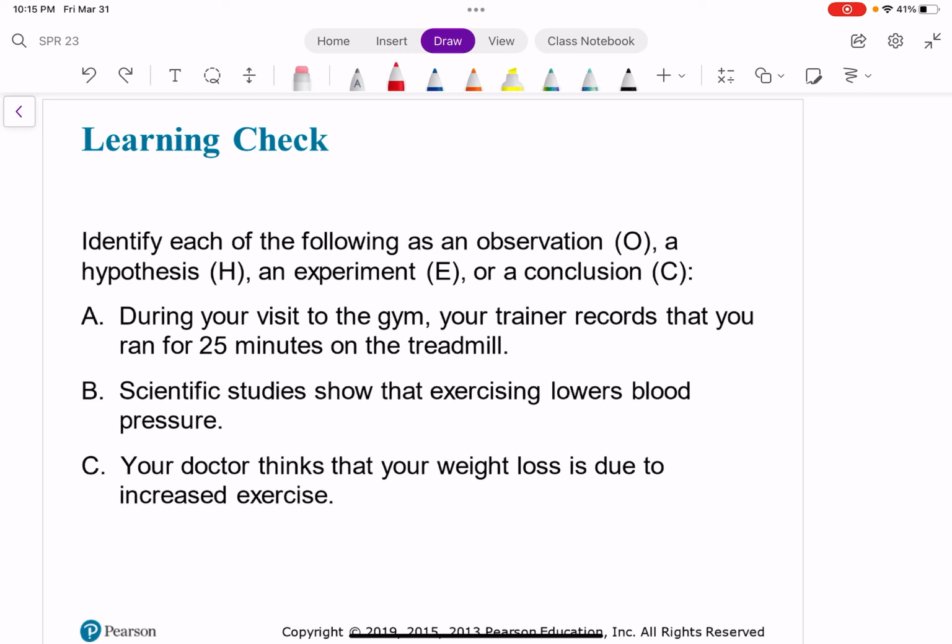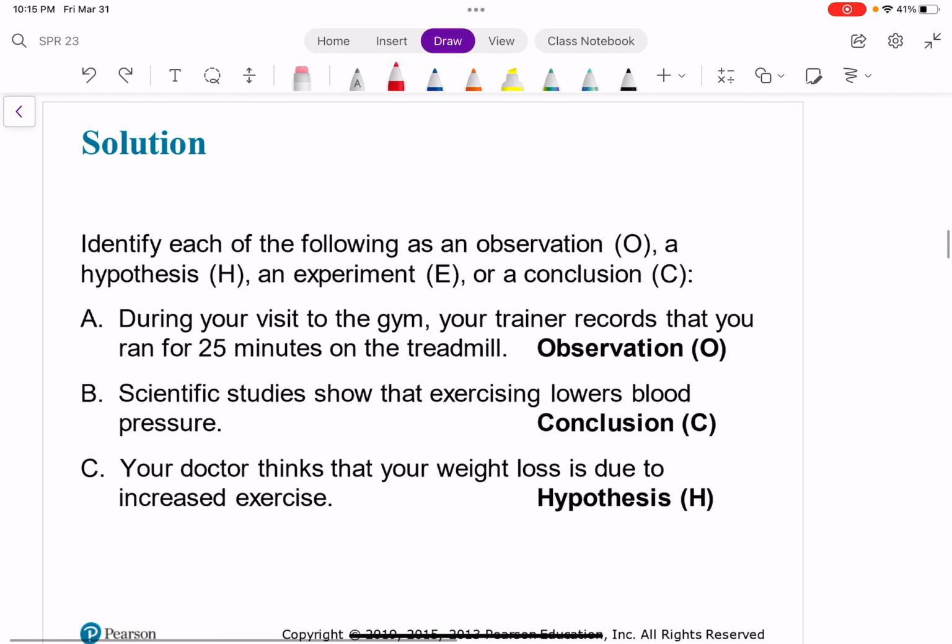So check your learning. Did you do it? Okay. All right, so the solution. During your visit to the gym, your trainer records that you ran for 25 minutes on the treadmill. That's an observation. He's just observing, he, she, they, is just observing that you ran on the treadmill for 25 minutes. It's just something that is being noticed.